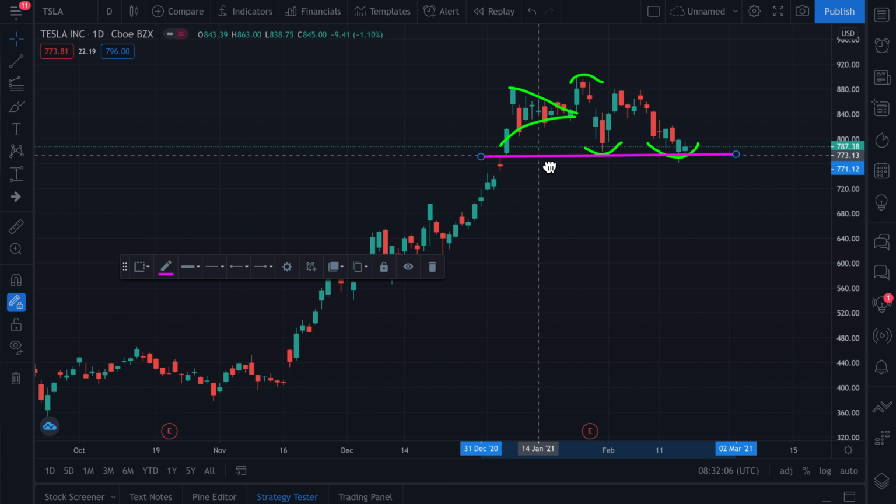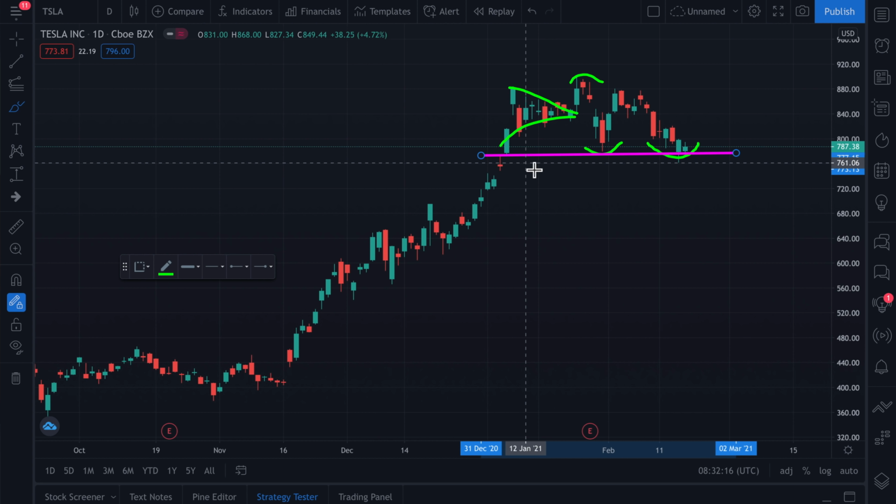This area here is a very strong level of support. Let me demonstrate this further. As the stock came plunging down, it kind of touched this area and it went back up. Second time it happened, it touched this area. You notice this green bar here?